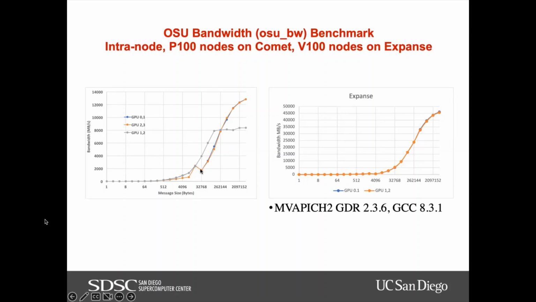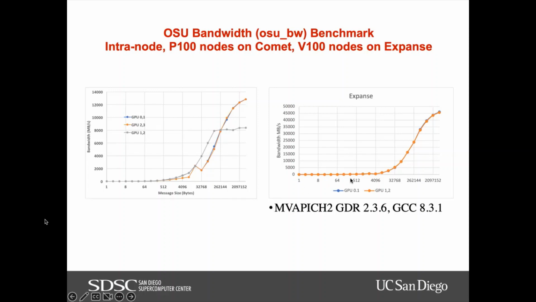So if you do the intranode benchmark for the bandwidth, on Comet, if the GPUs were on the same socket, you get pretty good bandwidth. It goes up to almost 13,000, so 13 gigabytes per second. But between GPUs that are not on the same socket, it does okay to some extent and then just flattens out. And this is the limit of basically going through the CPU. That's the issue there.